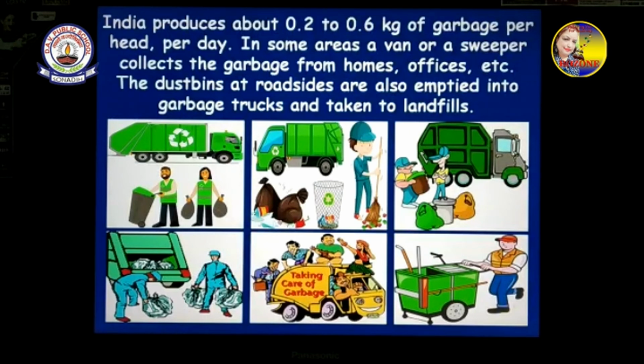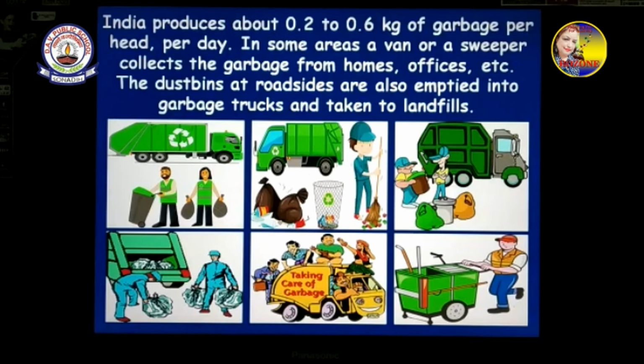Calculate it. 2 4s are 8, or 4 2s are 8. So 800 grams of garbage we are producing per day in every house. More than that it can be. Followed? But I'm giving an example of 800 grams per house. So if we take the whole country, the whole population, how much will it be if we multiply it with the population? In some areas, a van or a sweeper collects the garbage from homes.